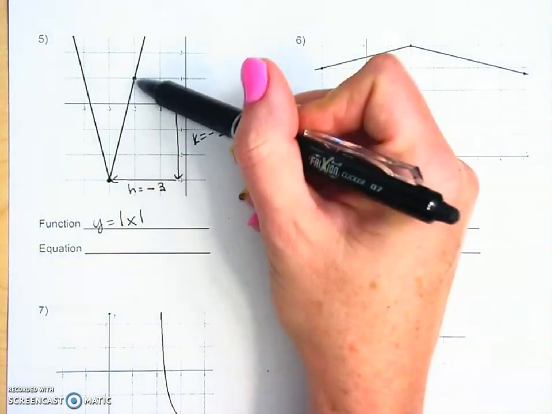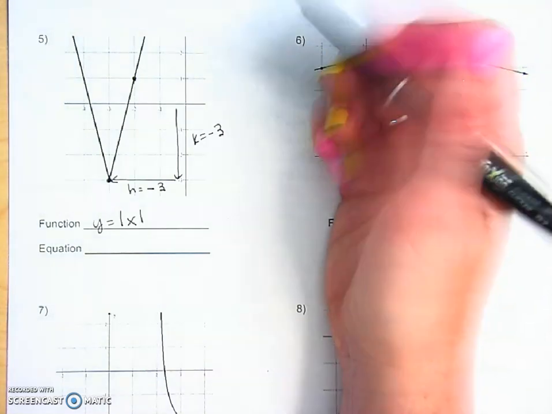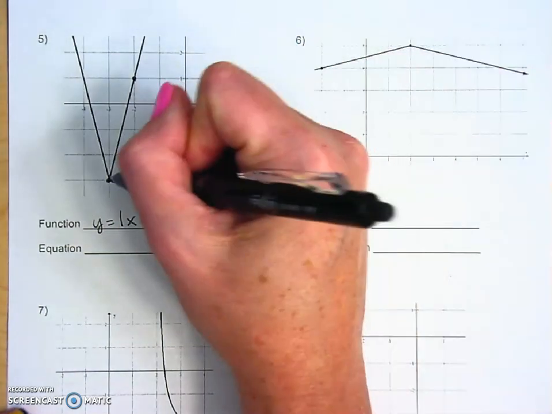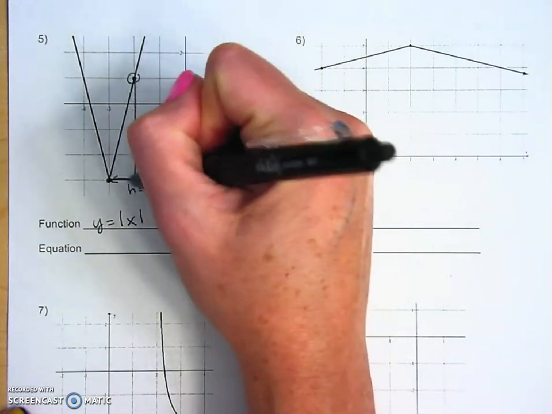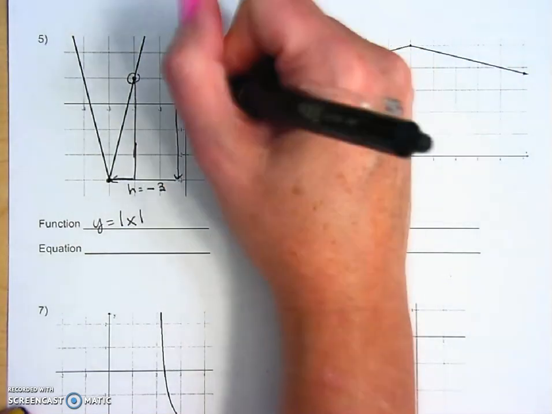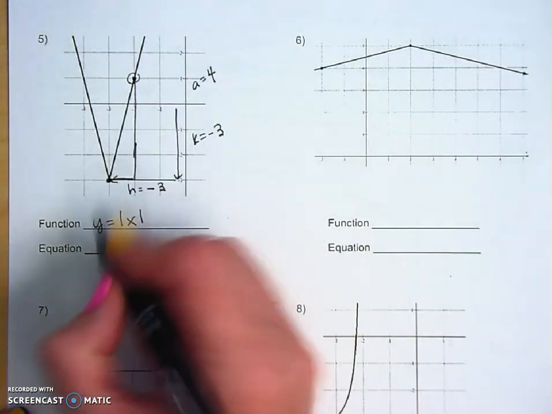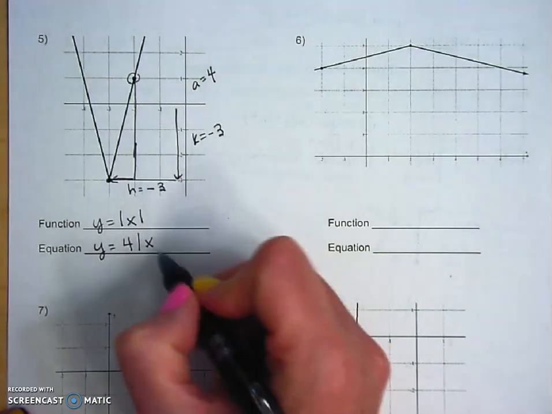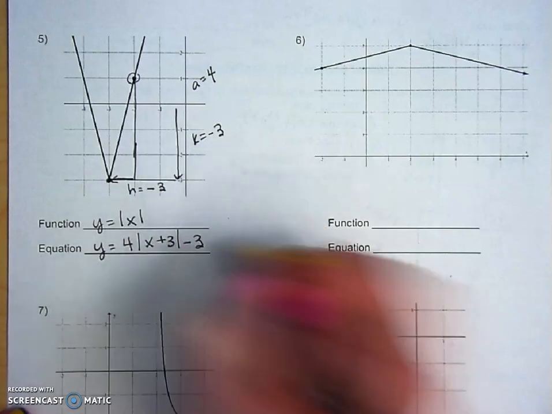And I'm going to go from my origin to this point. Second, let me check for a reflection. There's no reflection, right? It's pointing up just like the original function, so a is going to be positive. So my vertical stretch, I have to go over 1 and up all the way to here. So over 1, which means x didn't change, but my y value went from 1 to 4. So a vertical stretch by 4 means a is 4. So now I can just plug in y equals positive 4, absolute value, x minus negative 3, so that's an x plus 3, and then k is minus 3.